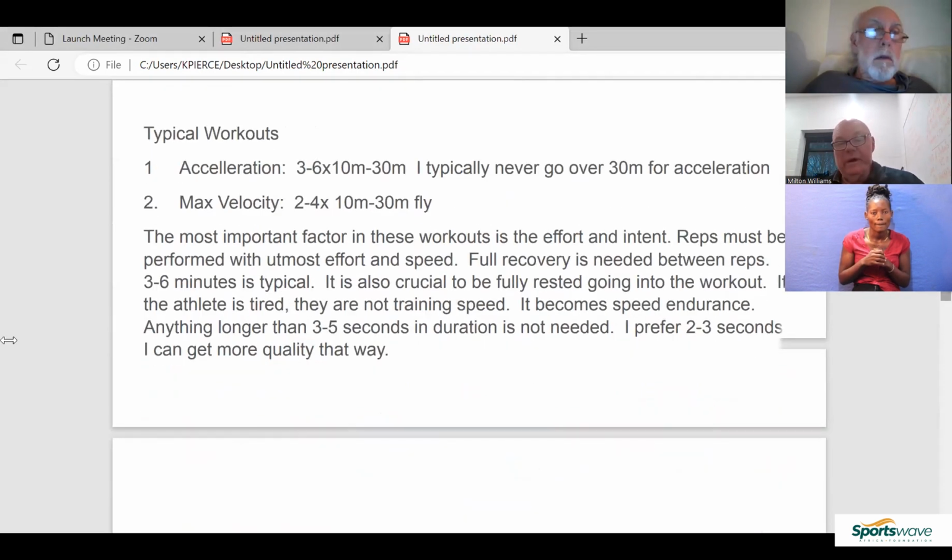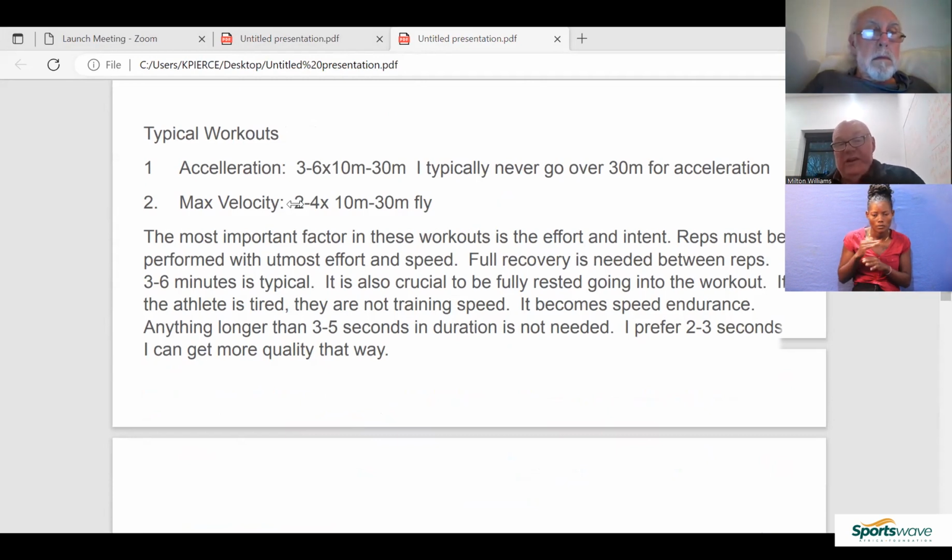Okay, so typical workouts. We're going to talk about the actual running here. It's real simple. My workouts are so short. I want high output. I want crazy effort, and I want them to be fully rested. If I want to work speed endurance, I'll work it, but it's going to be later, after my speed development.